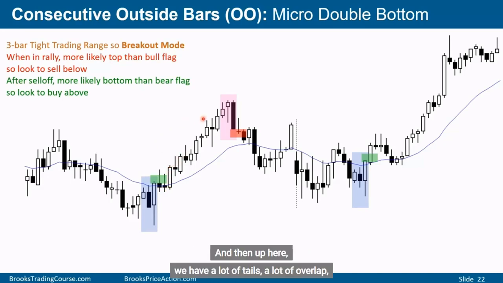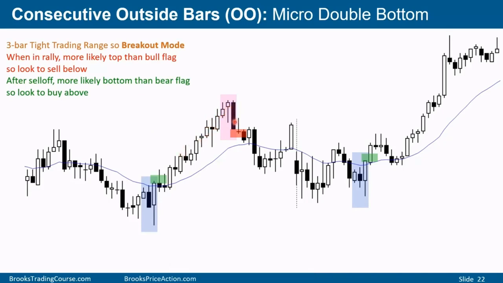And then up here, we have a lot of tails, a lot of overlap, and we have an outside up bar and then an outside down bar. But this bear bar never went above that. It's not a perfect pattern. It's a biclimax, a failed breakout of that high, a spike up, and channel. So it's probably a spike and channel pattern.